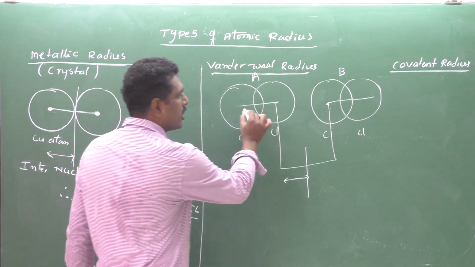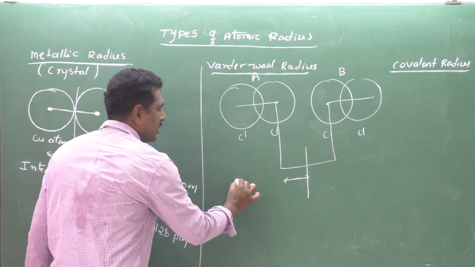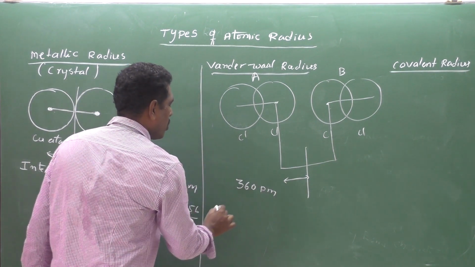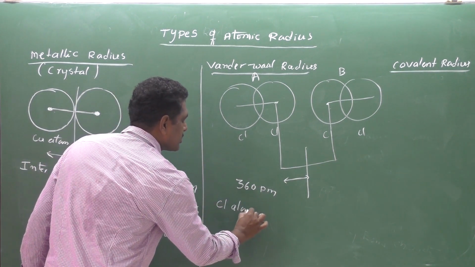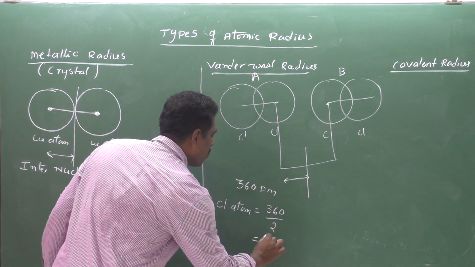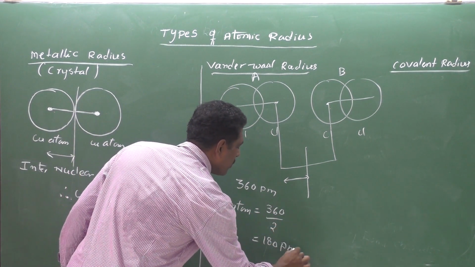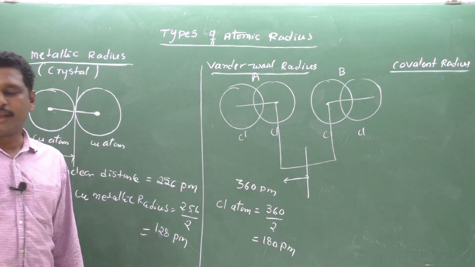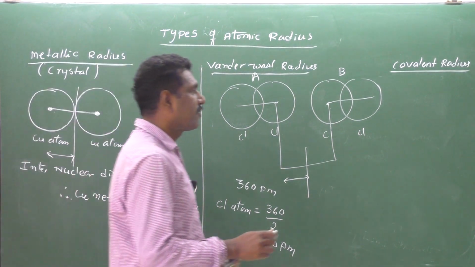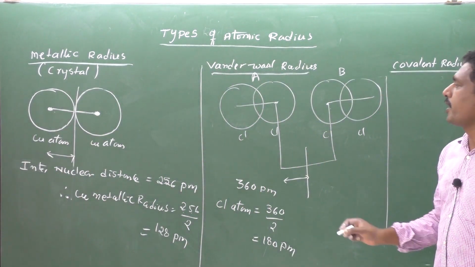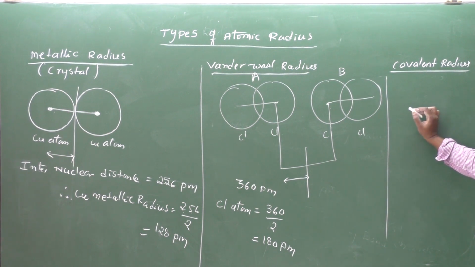So here to here the distance is 360 picometers. Therefore, the chlorine atom van der Waal radius is 360 by 2, so 180 picometers. So this is called van der Waal radius.